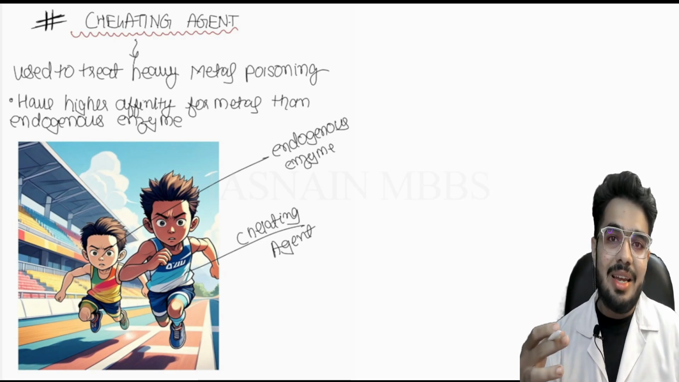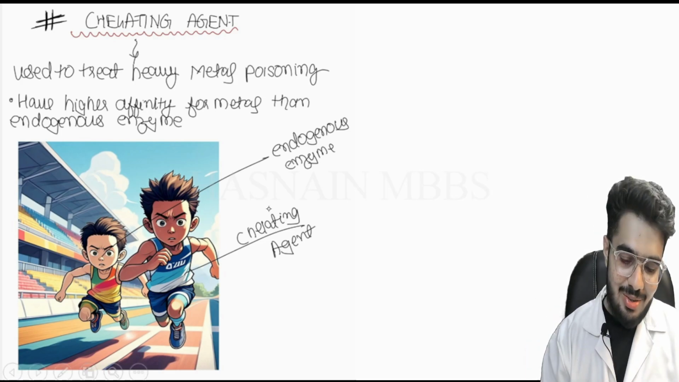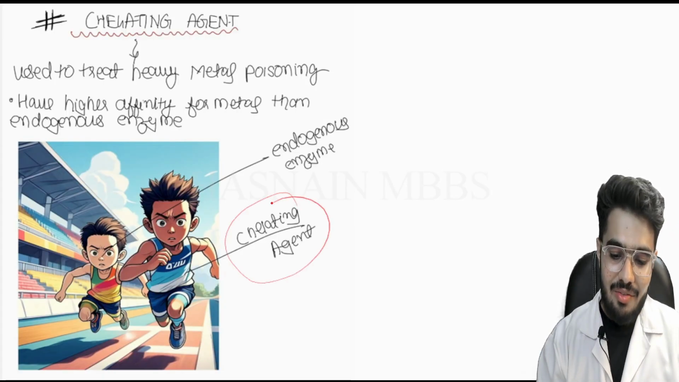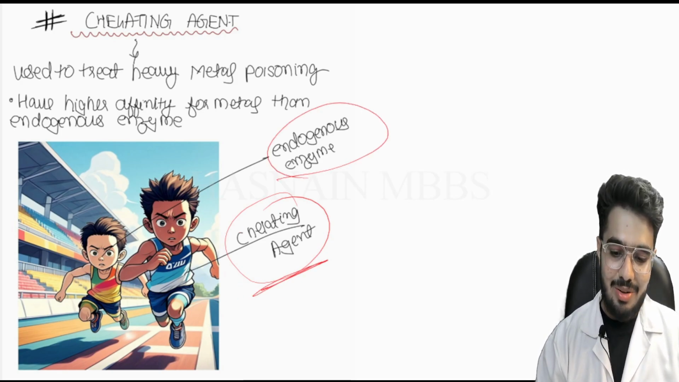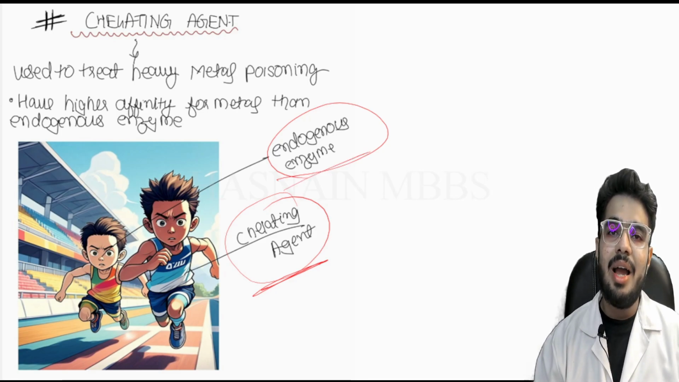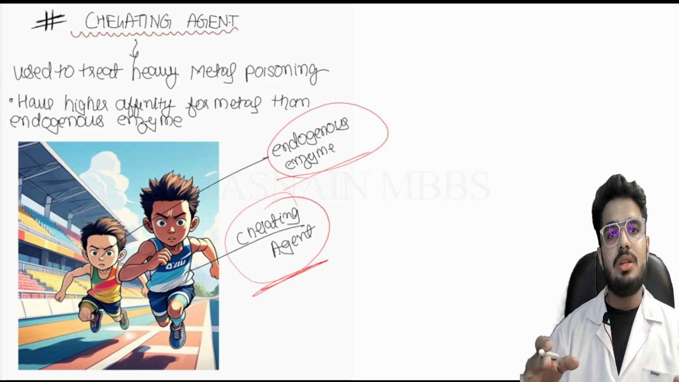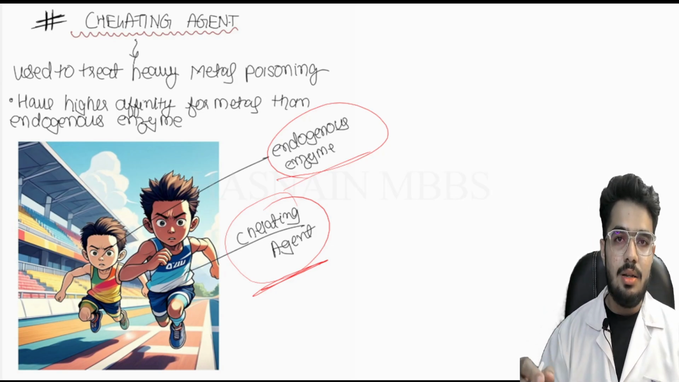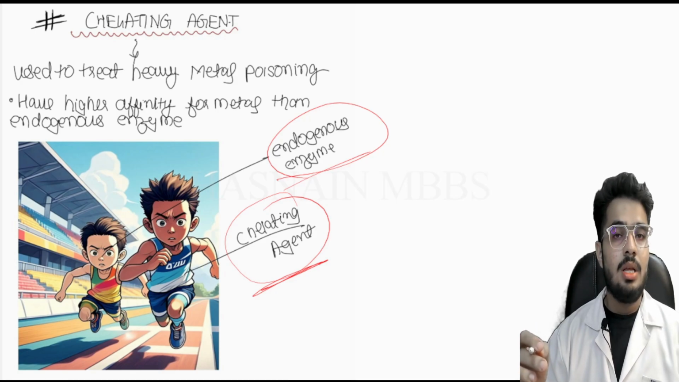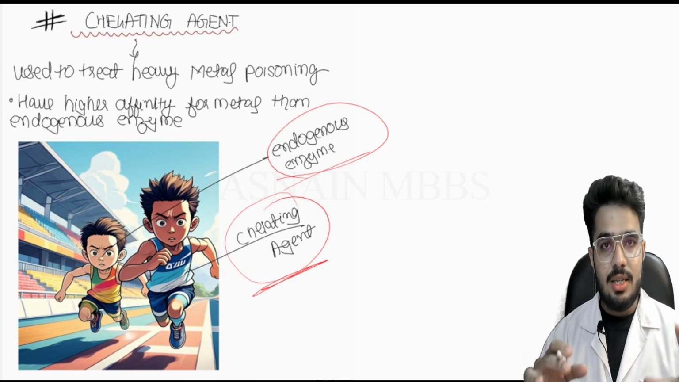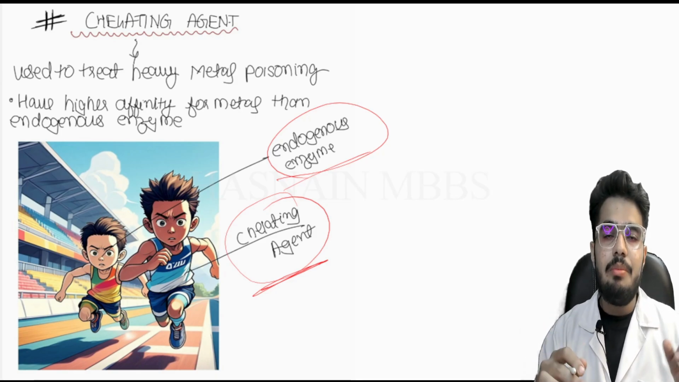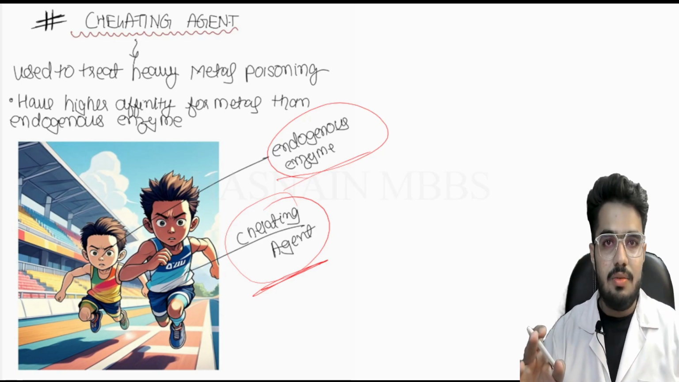So what is the mechanism of action? Chelating agents over here, you can see, have higher affinity compared to endogenous enzyme. Look, our chelating agent is running faster compared to our endogenous enzyme. So they bind with heavy metal and prevent the endogenous enzyme from binding with the heavy metal. If an endogenous enzyme binds with the heavy metal, it will inactivate that enzyme, so the function the enzyme is supposed to do won't occur. That's why we use chelating agents. They bind with heavy metal and save the endogenous enzyme from binding with it.